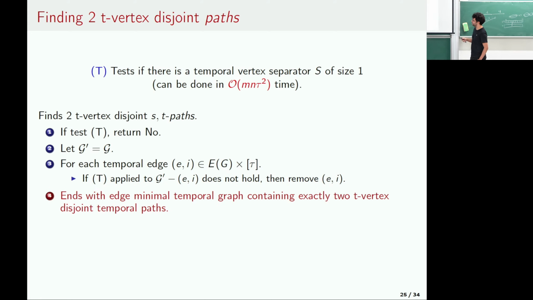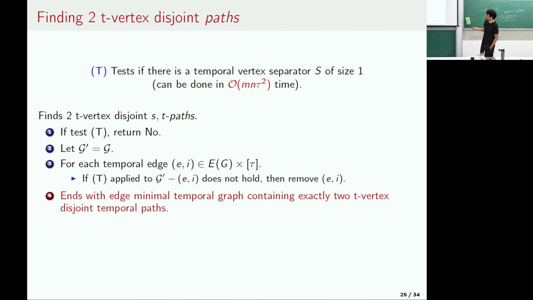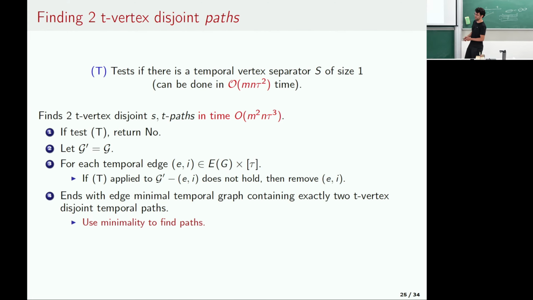At the end, what do we get? If every time that we do the test, the answer is no, that we don't have a separator of size 1, it means that we removed every edge that was not necessary to construct the path that we are searching for. We end with an edge-minimal temporal graph that contains exactly two vertex-disjoint paths. And then with this information, we use the minimality to finally find the path that we want.